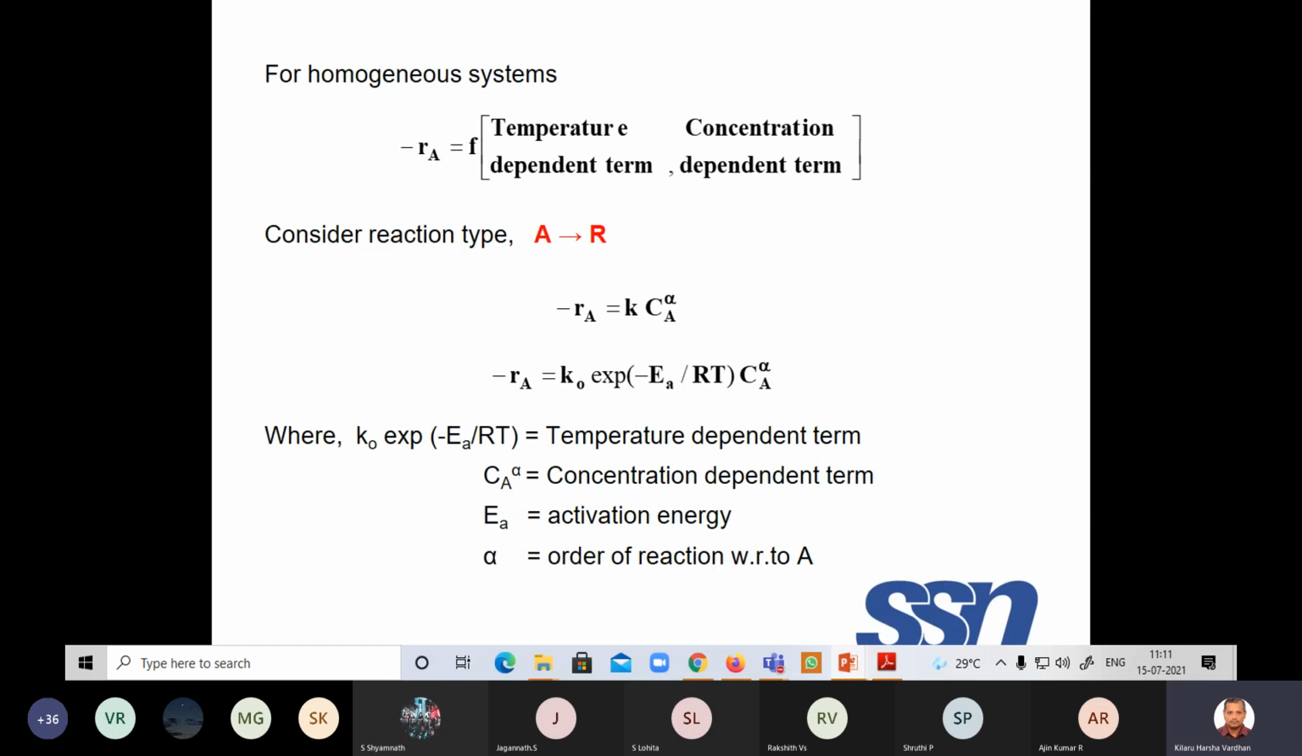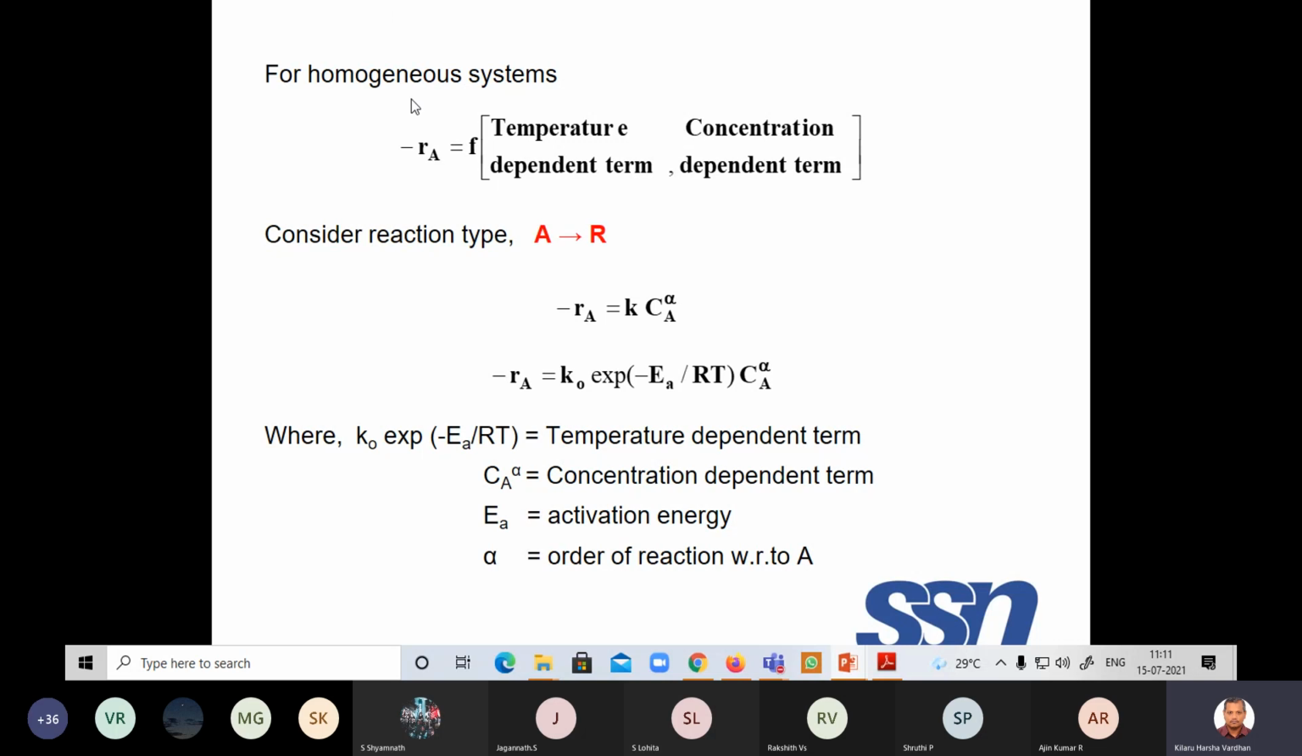So how to write the rate for any homogeneous systems? Minus RA. Minus RA is nothing but the rate. What is rate? Rate of a reaction. It is nothing but the moles of A disappeared. If you are writing the rate for the reactant, then moles of A disappeared per unit volume of the fluid per unit time.